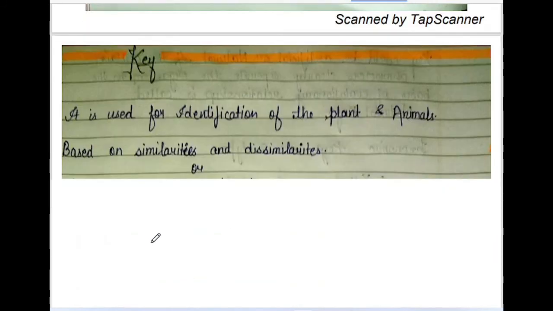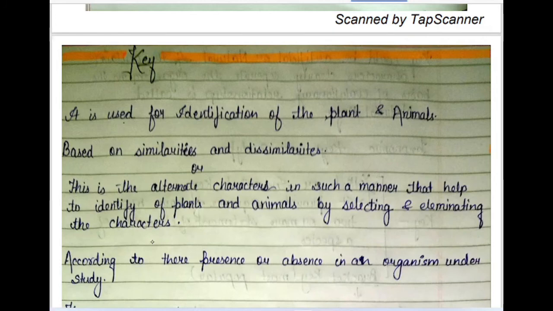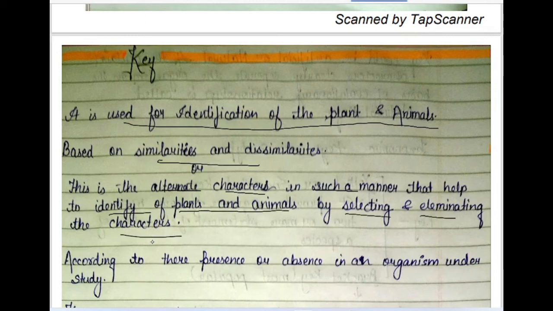The last topic is the key. It is used for identification of plants and animals. First we have to know what a key is. A key is used for the identification of plants and animals based on their similarities and dissimilarities. They have alternate characters in such a manner that they help to identify the plant and animal by selecting the correct character and eliminating the wrong character.